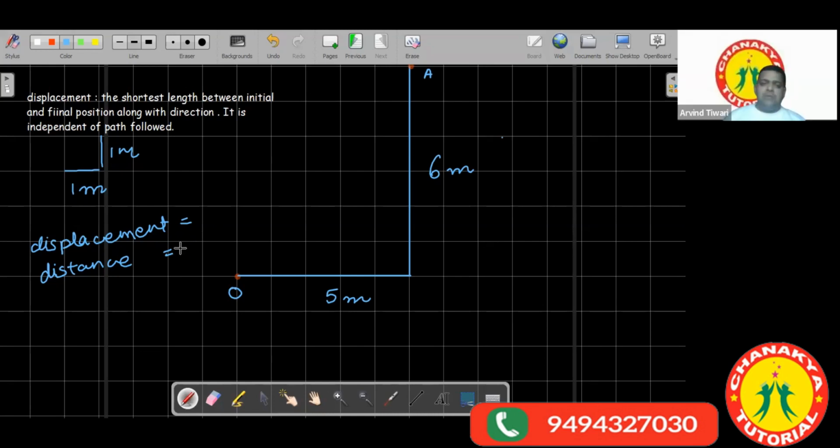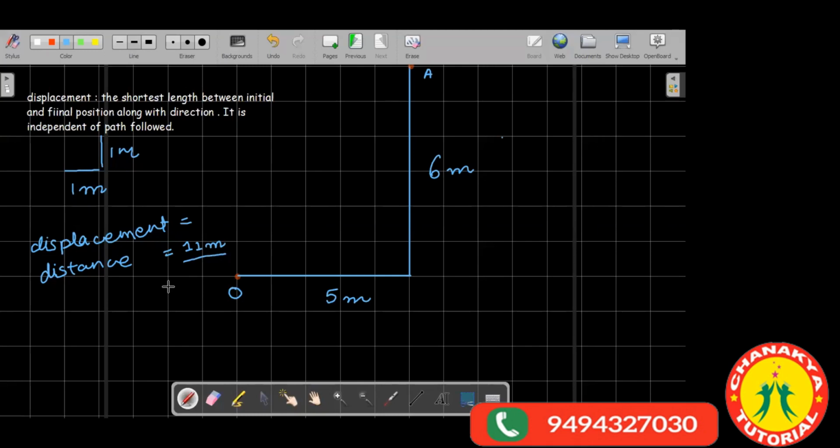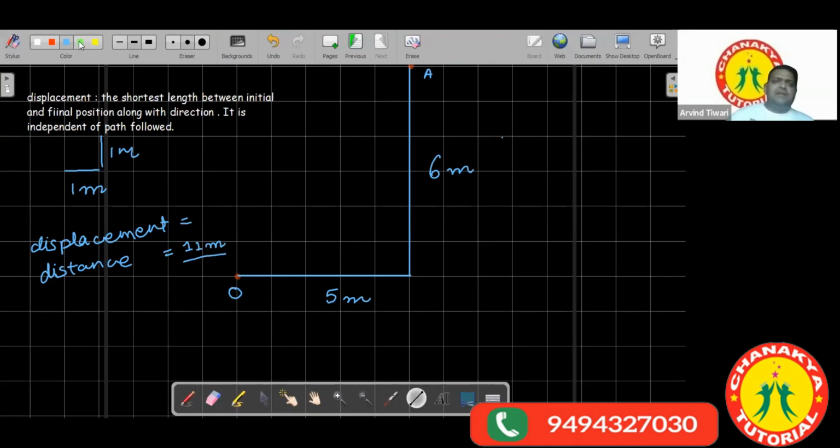Okay, so I'm getting one of the answers as distance to be 11 meters. Everyone should verify. Are you getting 11 meters as the distance? Yeah, sir. The displacement can be obtained as the shortest path between initial and final point. Here we observe AO is the shortest path. If I can find the length of AO, that would be the displacement.